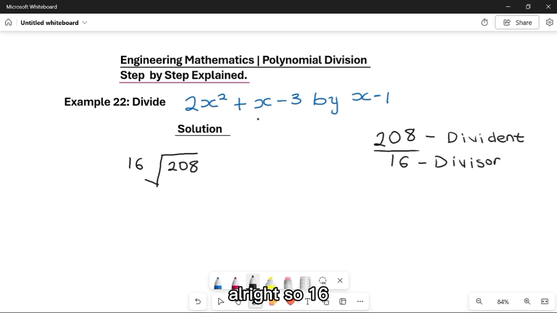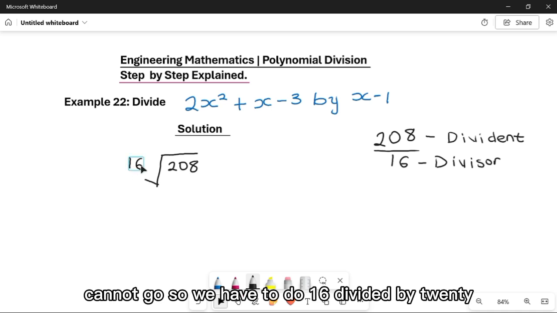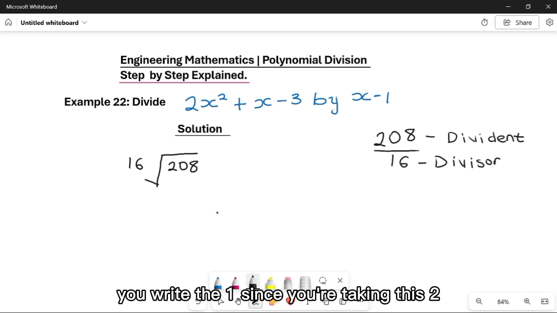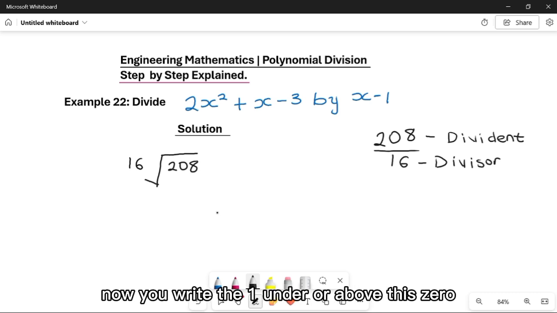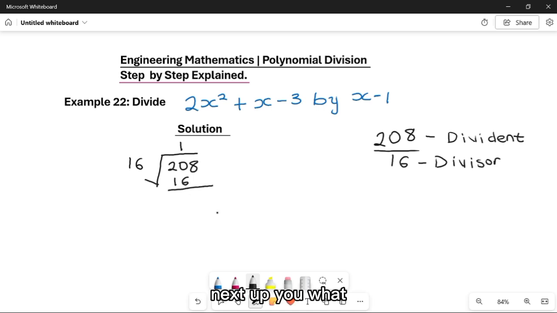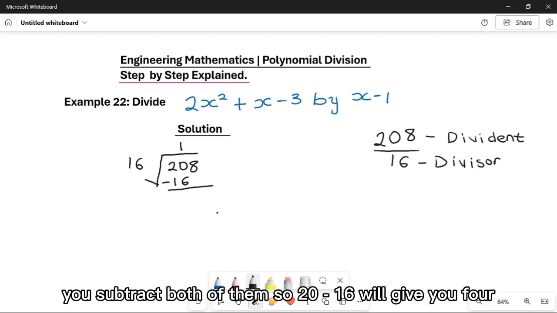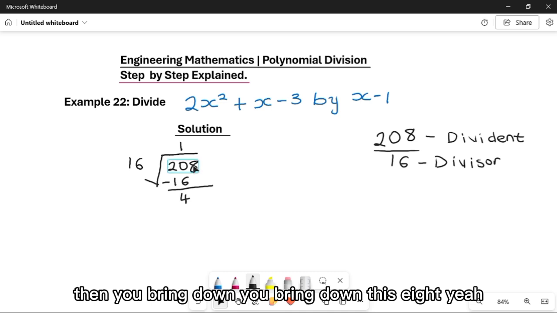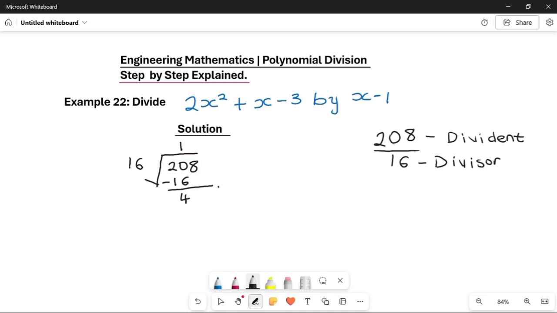Alright, so 16. 16 divided by 2 cannot go. So we have to do 16 divided by 20, which will give us 1. You write the 1 above this 0. Then 16 times 1 will give you 16. Next up, you subtract both of them. So 20 minus 16 will give you 4. Then you bring down this 8.